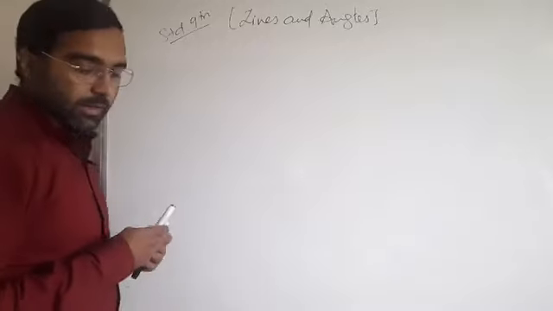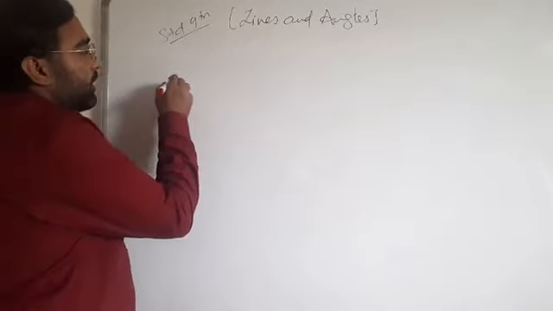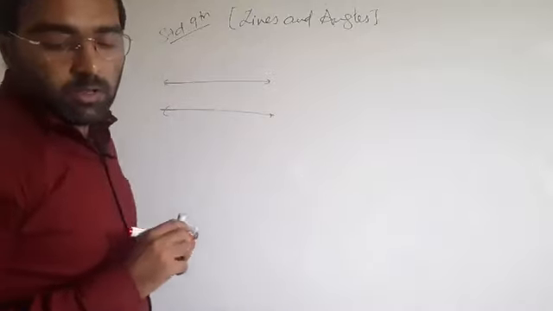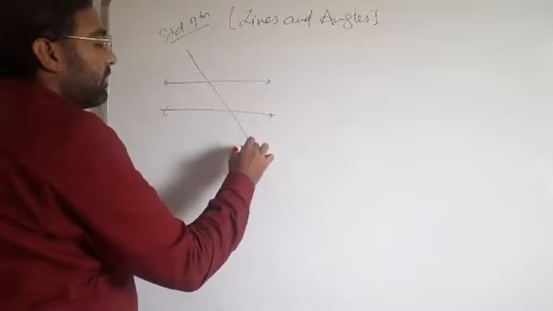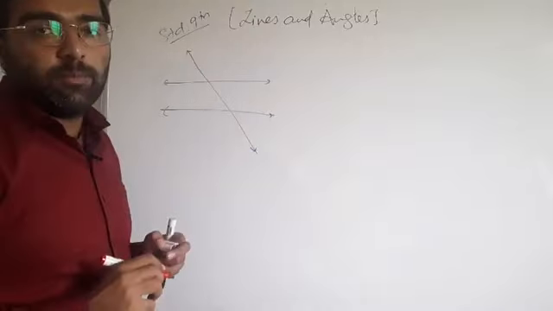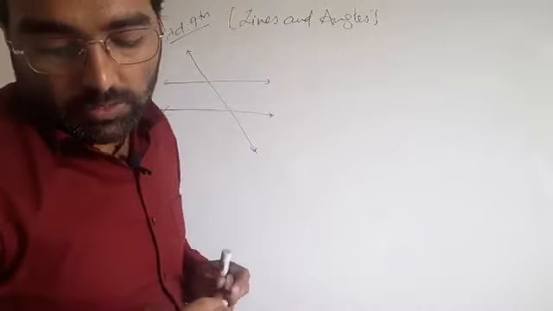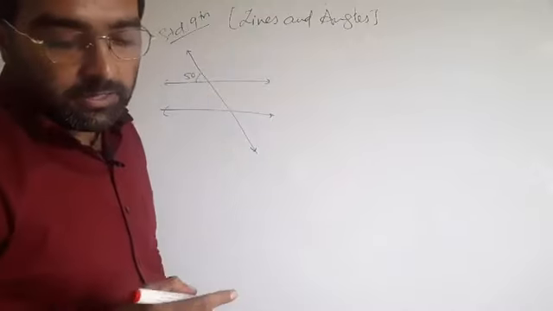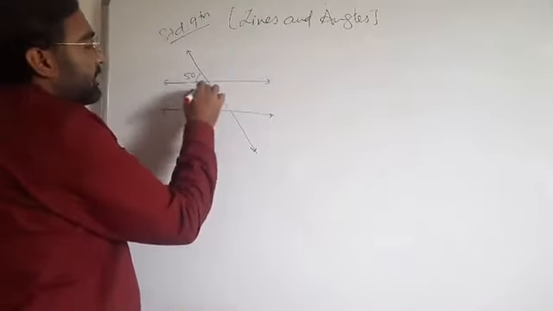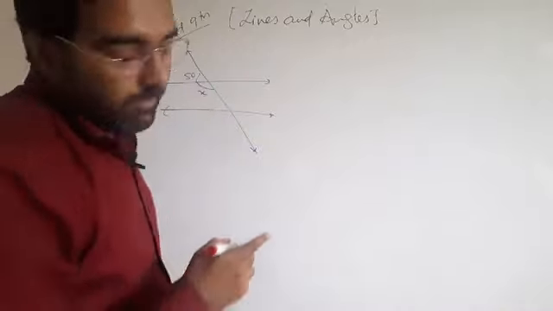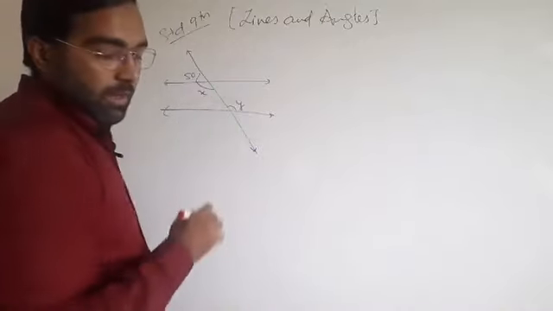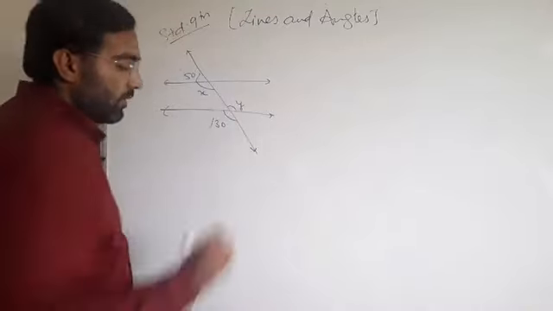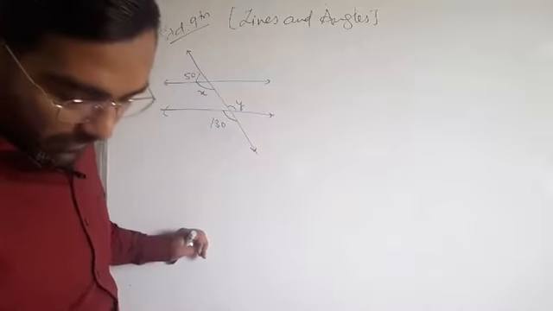The figure is given like this: two parallel lines and a transversal are given. Here an angle of 50 degrees is given. Second, angle x is given, angle y is given here, and angle 130 degrees is given here. So find the values of x and y.